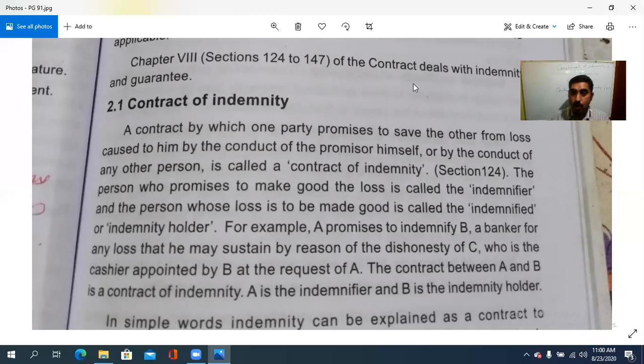So the person who promises to make good the loss, to compensate such loss, is called the indemnifier.